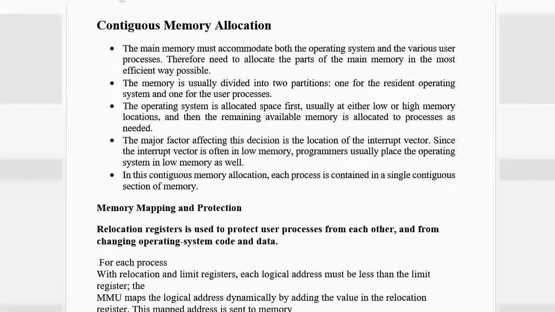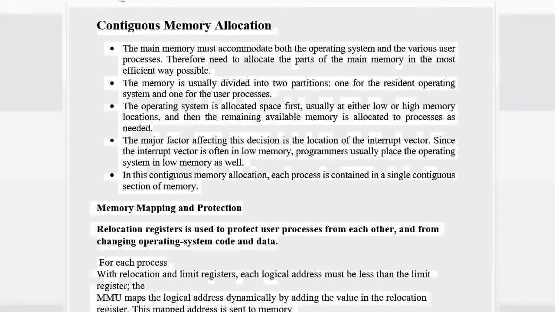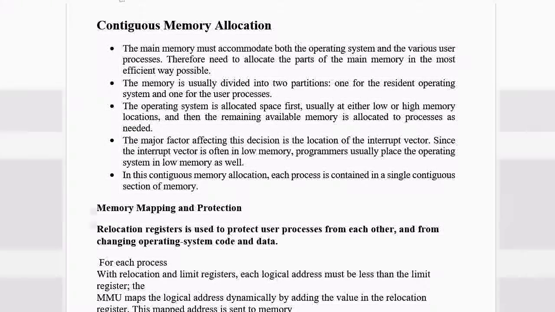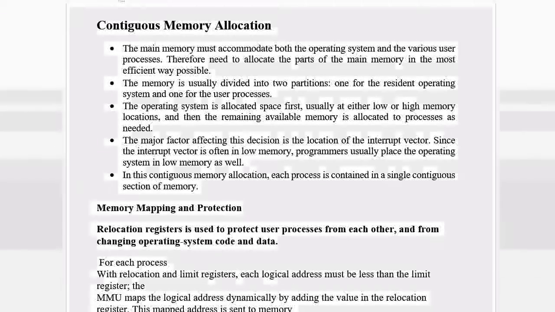Hello students, the next topic is contiguous memory allocation. So what is contiguous memory allocation? Basically, it is a method that assigns a process consecutive free memory blocks.